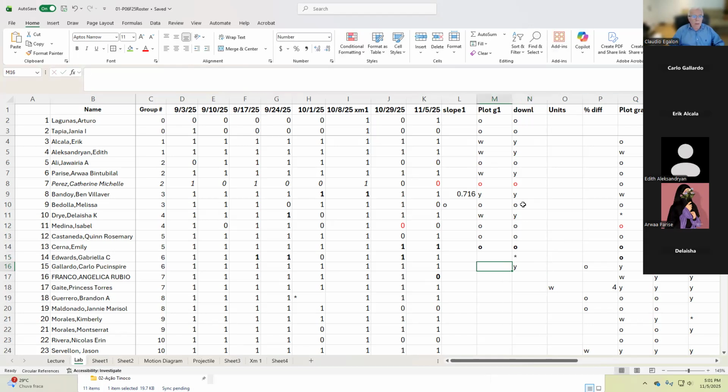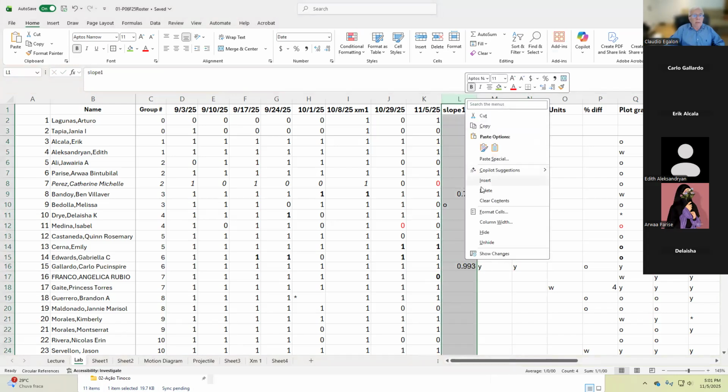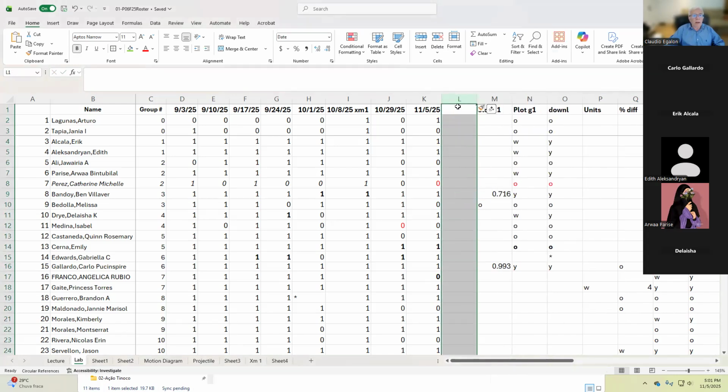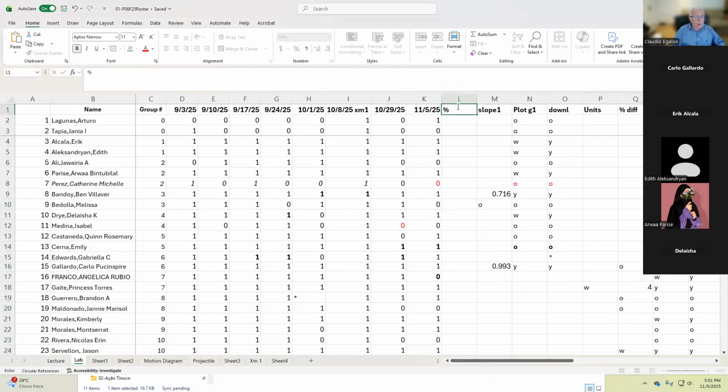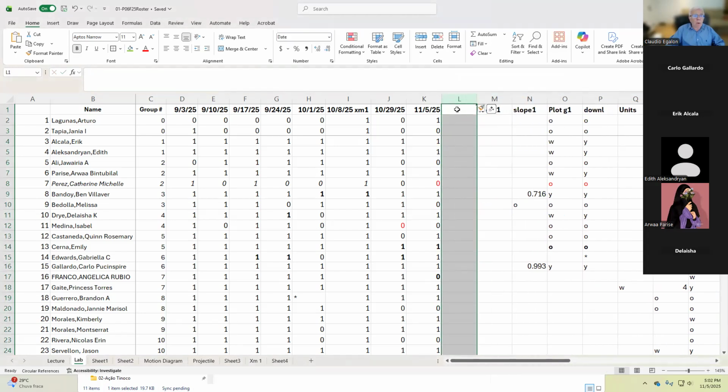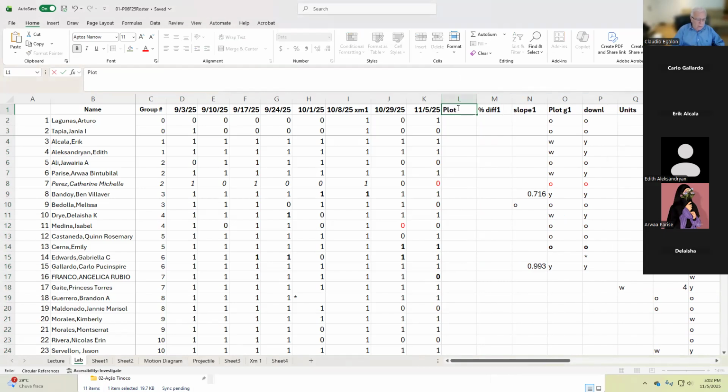Yes, I was able to download it. Okay, did you manage to plot the first graph? Yeah, I plotted the first graph. What's the slope that you got? I got 0.9938. Okay, so you have better data, right? And don't forget the percentage difference of slope 1, and then you have to plot graph 2. Did you plot graph 2 as well?